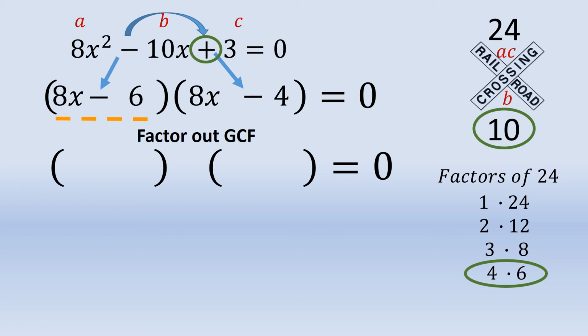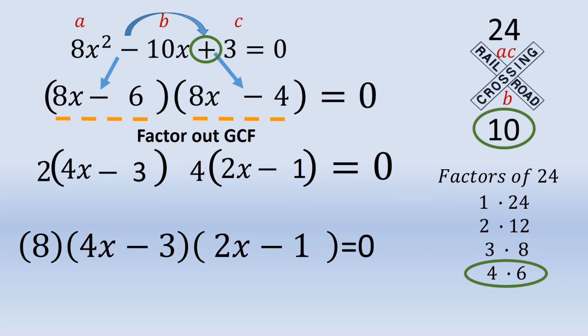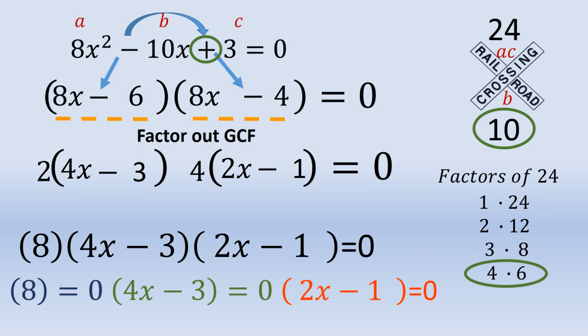Double parentheses. Let's look at the first one. 8x minus 6. What can I factor out? 2. That leaves me with 4x minus 3. Okay. Second guy. What can I factor out of 8x minus 4? 4. That leaves me with 2x minus 1. Remember how I multiplied the 3 and the 2 together? Well, this time it's 2 times 4 gives me 8. Look what I got. Set them all equal to 0.